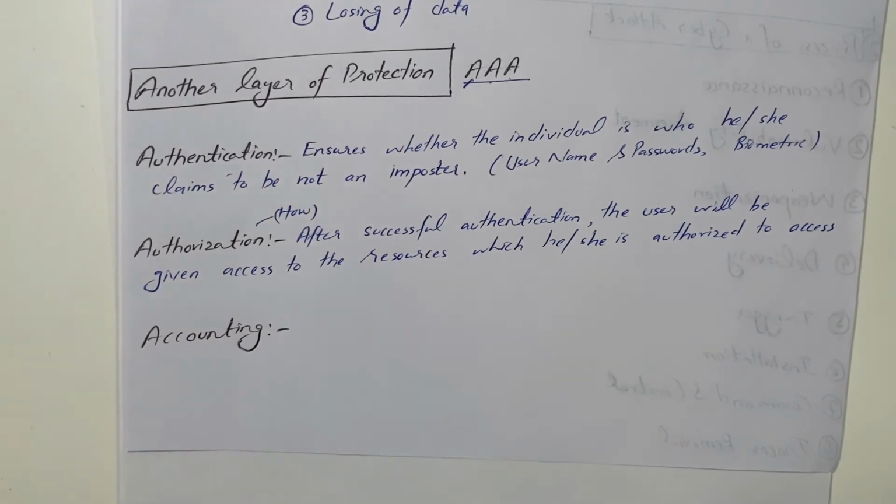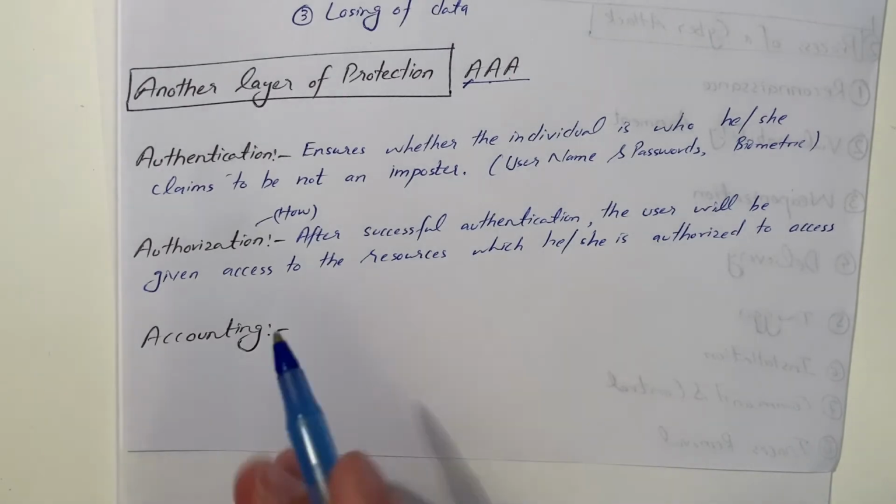For example, I have a username and password to access our GGC whiteboard, and you guys have also the username and password. I have a different level of privilege. You guys have a different privilege. That is authorization. Next is accounting.